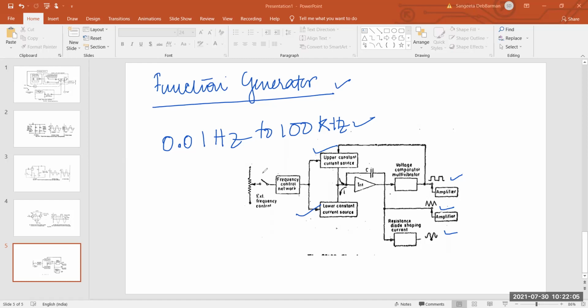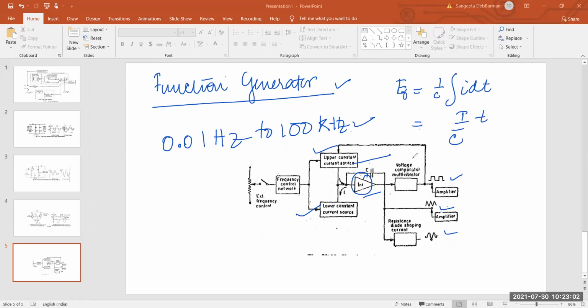For generation of a triangular wave shape, an integrator circuit is used. You see here, this is the integrator circuit. The upper current source here supplies a constant current, and therefore the output voltage of the integrator will be E0 equal to 1 upon C integration of I dt, which gives I upon C times t. Since the current I is constant, it's clearly visible that the output voltage increases linearly with time.